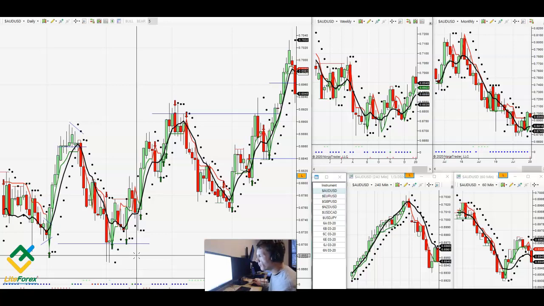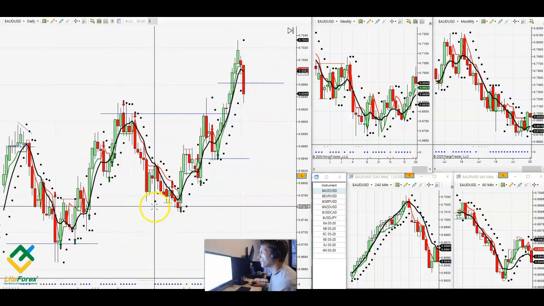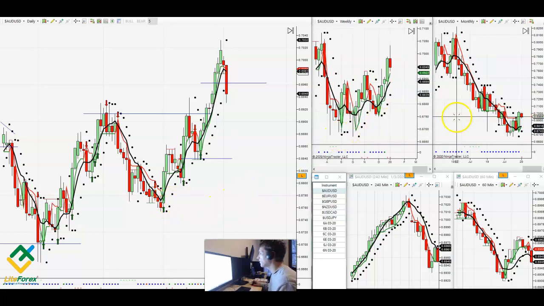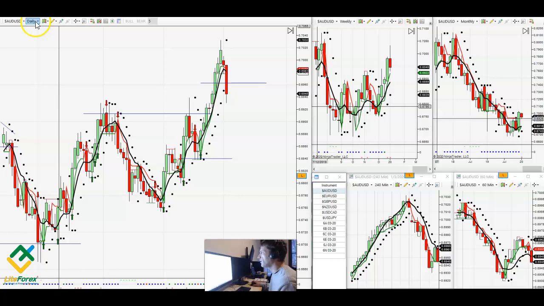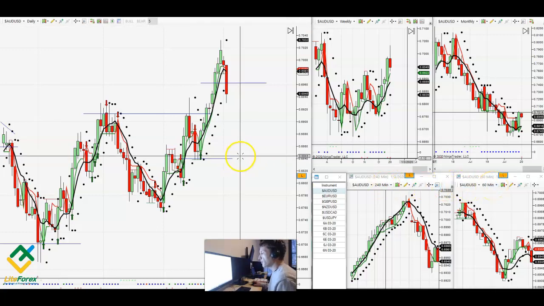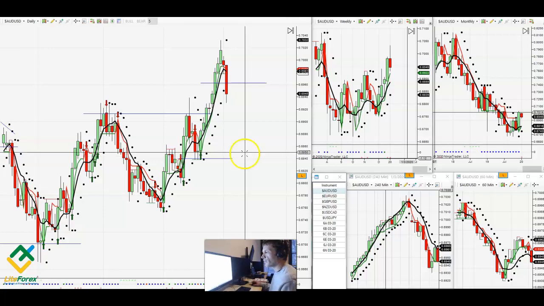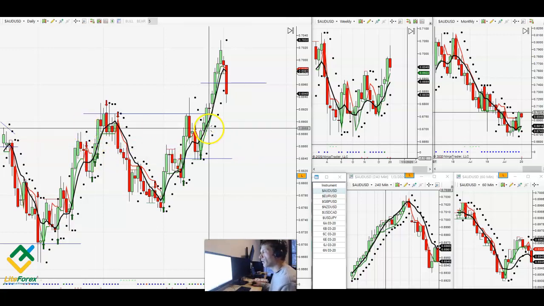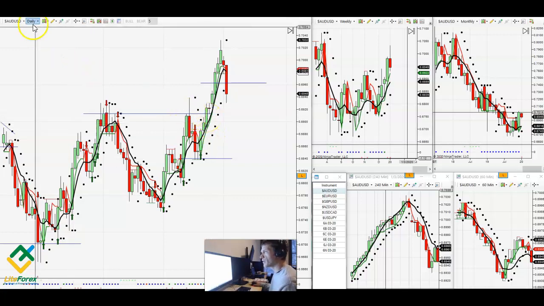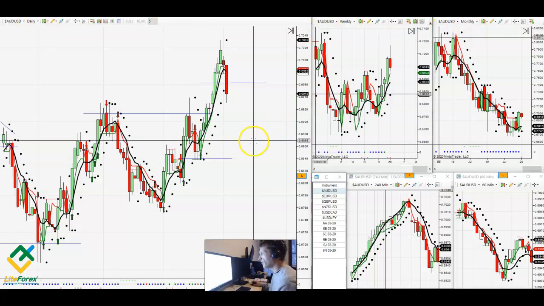I'm going to break down the major Forex pairs, starting with Australian USD. So let's take a look. I'm always looking at a daily chart, a weekly chart, a monthly chart. I got a 240 minute and I got a 60 minute. And sometimes I'm looking at even lower charts like a 15 and even a 5, but being more of a longer term swing trader, I always start with the daily, the weekly, and the monthly.